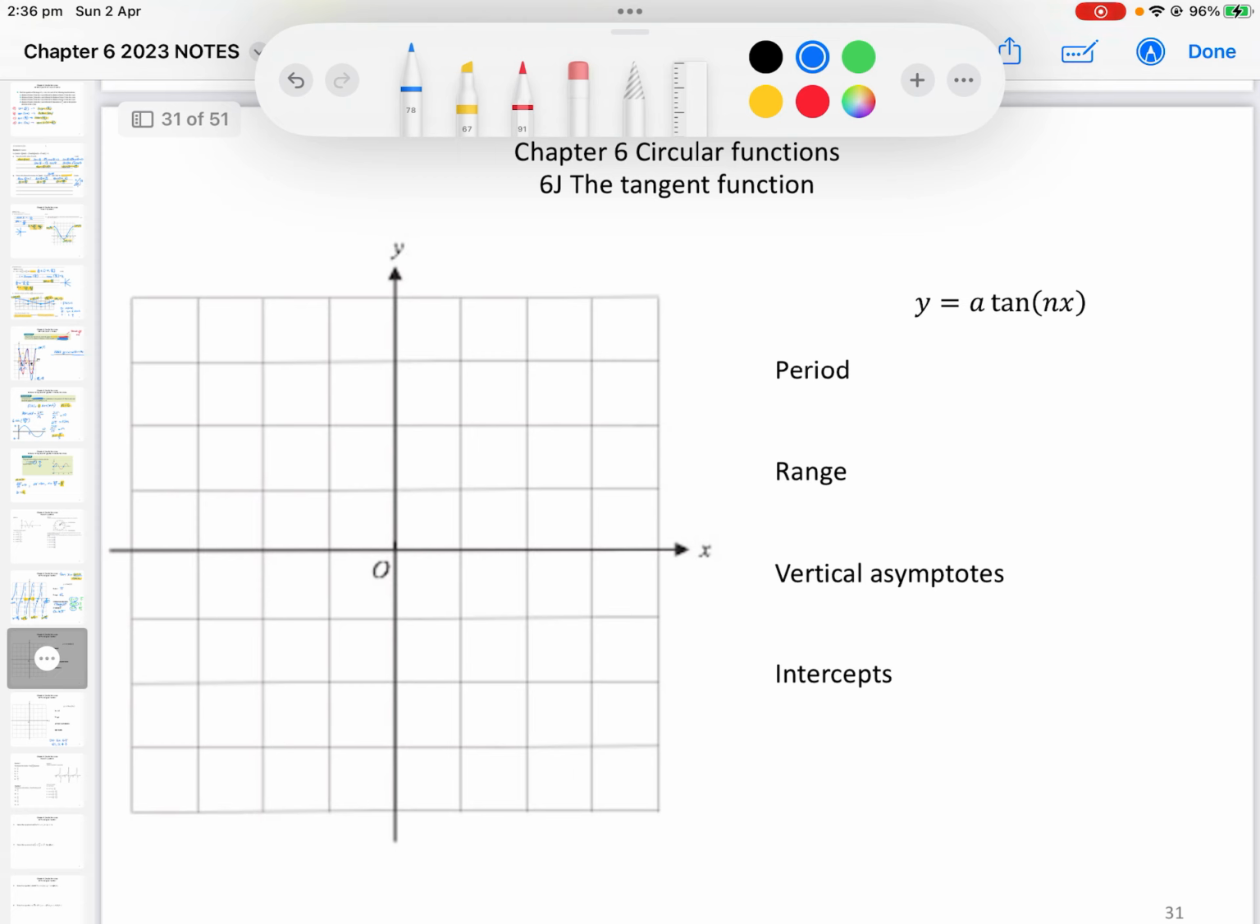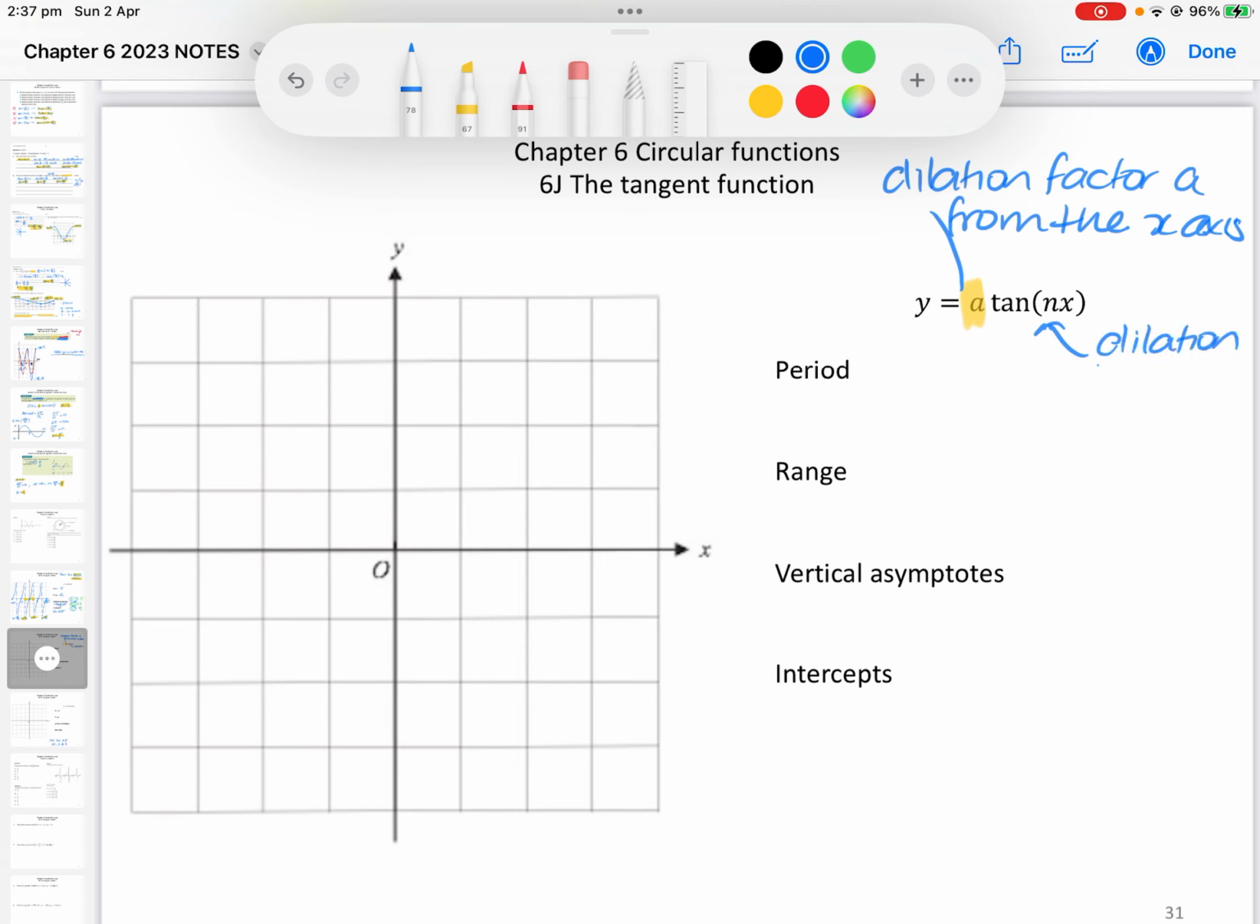But sometimes it's going to be a little bit different. So it's going to be this A value out the front, and we know anything out the front, this is a dilation factor A from the x-axis. And this is dilation 1 on n from the y-axis, inside and opposite.